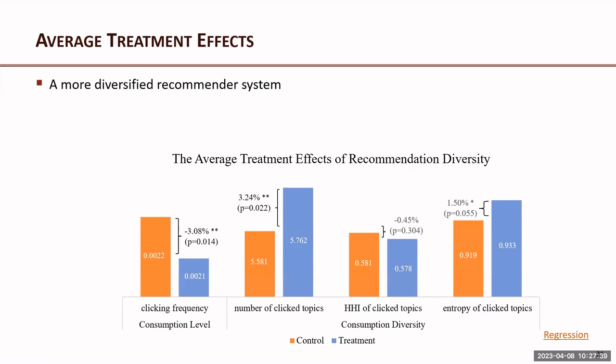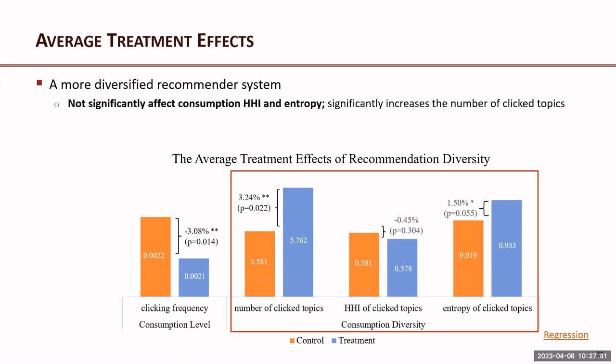Here's the result. For an average user, if we look at the right panel about the consumption diversity, the blue bar refers to the treatment, and the orange bar refers to the control group. For the treatment users, they significantly increase the number of click topics compared to the control users. It's about 3%. However, for the HHI, the change is insignificant. And for the entropy, the change is only marginally significant.